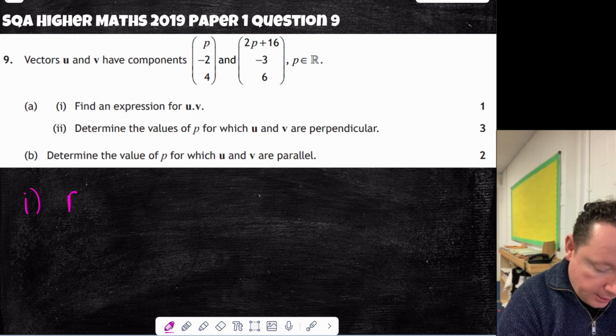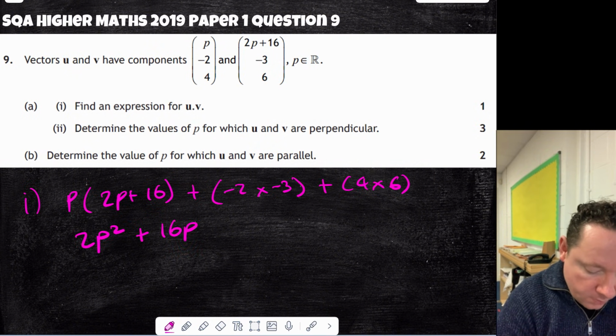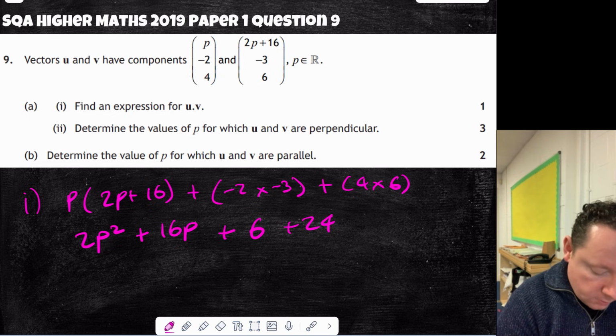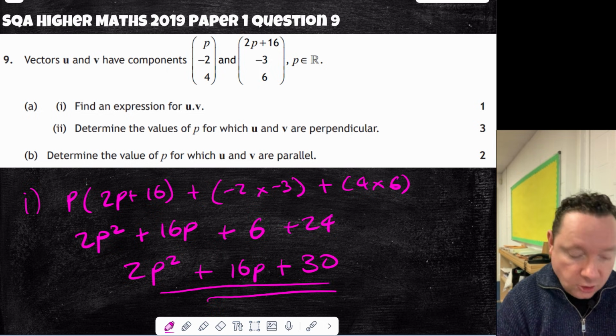I've got p times 2p plus 6, plus minus 2 times minus 3, plus 4 times 6. So then we can just simplify that, expand my bracket, I get 2p squared plus 6p, plus 2 3s are 6, minus times a minus is a plus, 6 4s is 24, so that's 2p squared plus 16p plus 30 is our simplified u dot v.